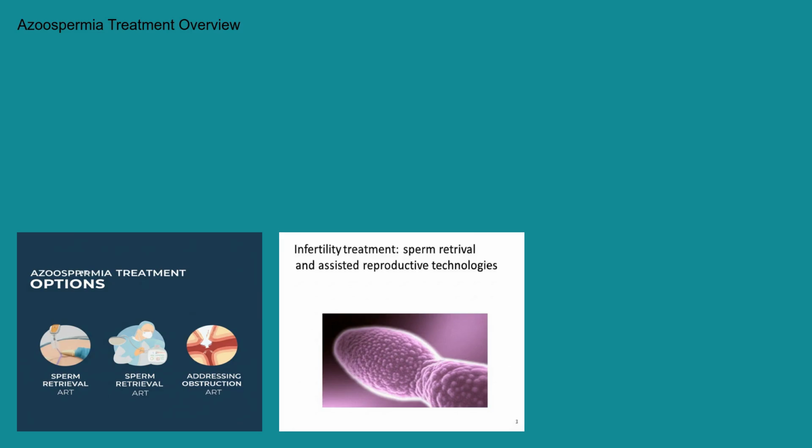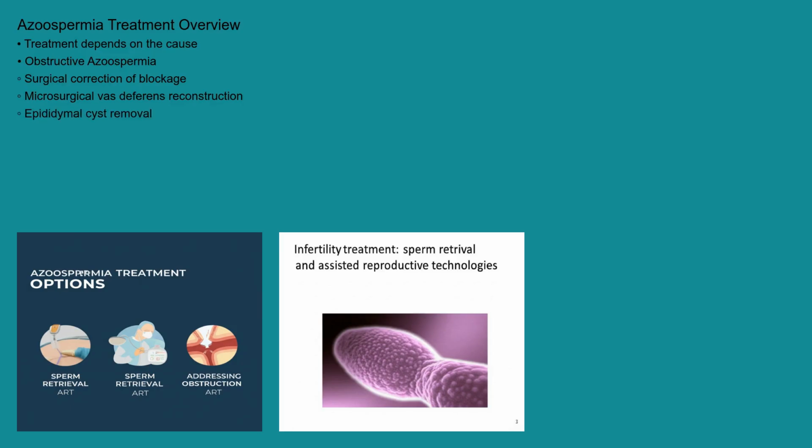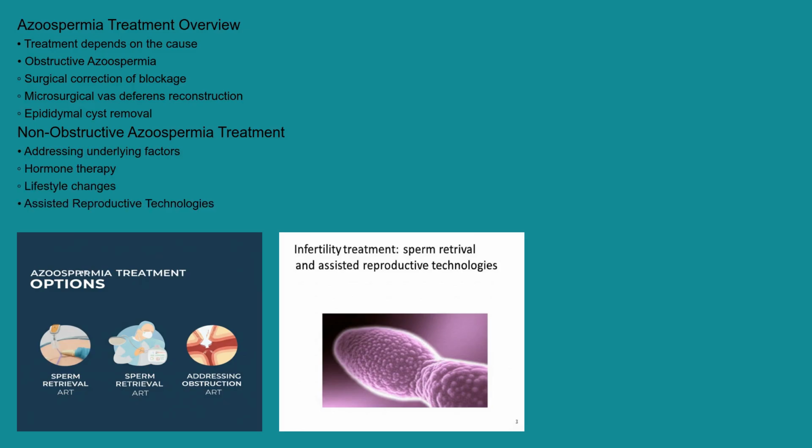Treatment for azoospermia depends heavily on the underlying cause. For obstructive azoospermia, surgical procedures can sometimes correct the blockage, allowing sperm to flow freely. These procedures might involve microsurgical reconstruction of the vas deferens or removal of epididymal cysts. For non-obstructive azoospermia, treatment focuses on addressing the underlying hormonal imbalances or other factors affecting sperm production. This may involve hormone therapy, lifestyle changes, or, in some cases, assisted reproductive technologies like sperm retrieval followed by in vitro fertilization or IVF. Sperm retrieval can involve extracting sperm directly from the testes or epididymis. If sperm cannot be retrieved, donor sperm is another option.